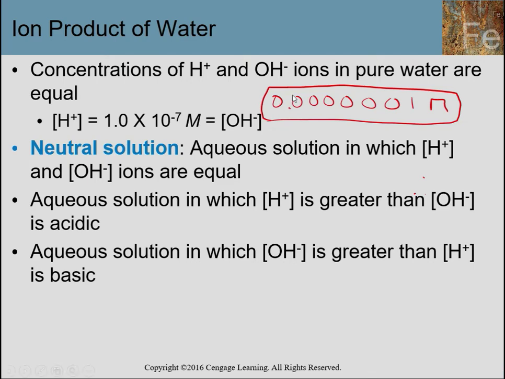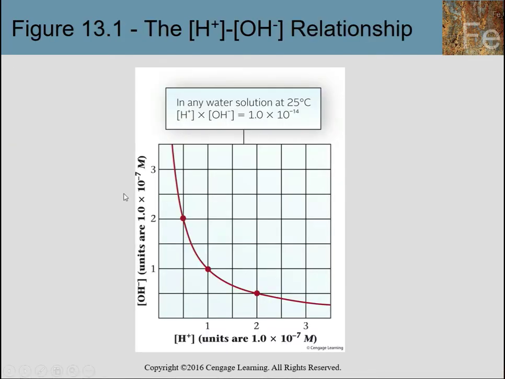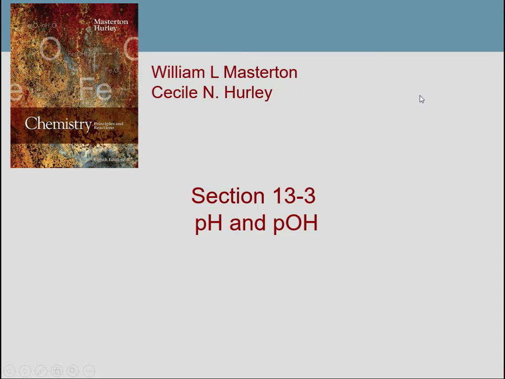And when there are more hydroxides, it's going to be basic. So you have this proportionality, but again, you're always going to have a combination of hydronium times hydroxide is going to be 1.0 times 10 to the negative 14th because it's in equilibrium. So let's move on to this pH scale.